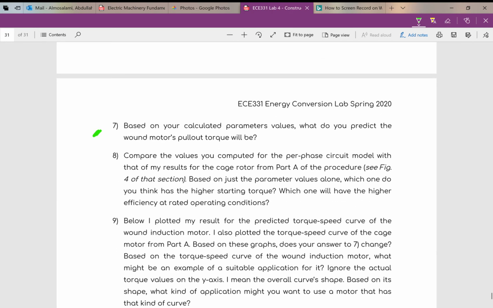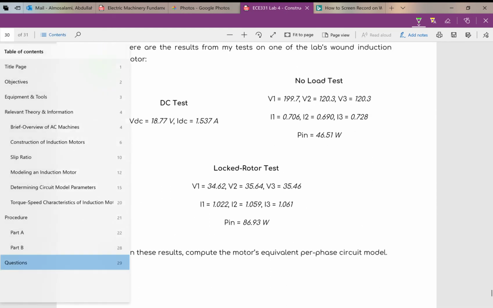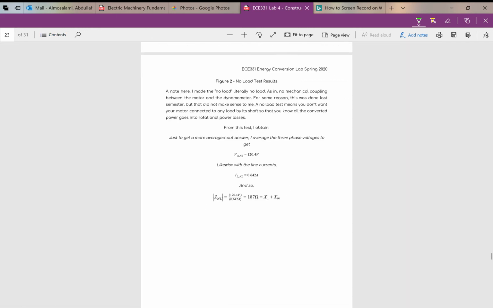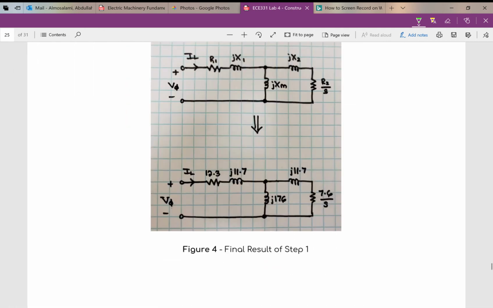What's number 7? Based on your calculated parameter values, what do you predict the wound motor's pull-out torque will be? Well, if you did the calculations right, let me go over real quick what I have for part A. The results I have for part A. My equivalent circuit was this. What you're going to find if you did this right is that all of these are pretty much the same, except the series values over here. I'm not going to tell you exactly, but they're going to be a little higher. And this one also is going to be a little higher, the secondary, the rotor's resistance.